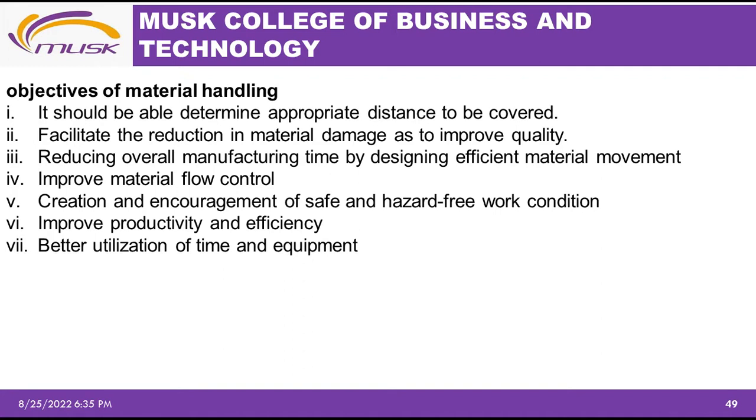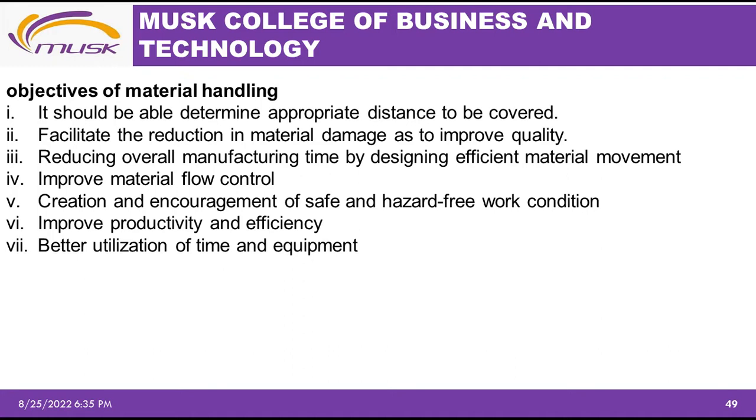Then we look at the objectives of material handling. What do we seek to achieve in handling materials properly? Number one, it should be able to determine the appropriate distance to be covered. So through material handling, we can know the distance that materials are going to reach. If they are in transit, what is the duration that they can take, depending on which mode of transport we have adopted.